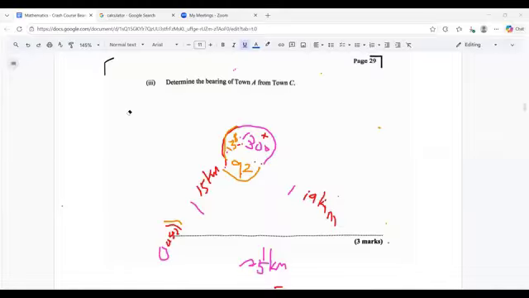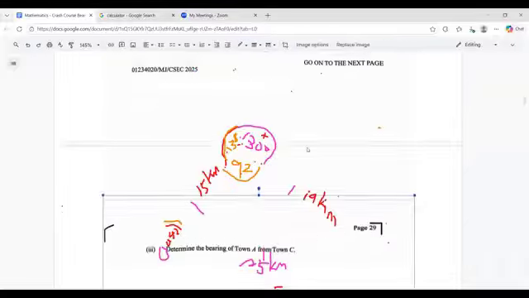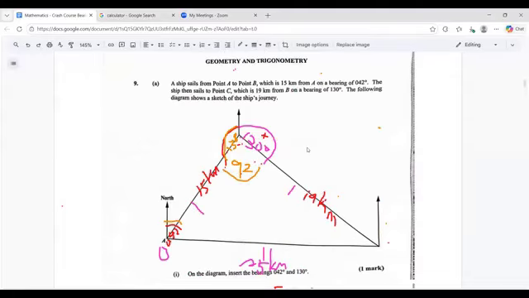Same question, another part. So part three here says determine the bearing of tongue A from tongue C. Tongue A from C. So we are starting from C, to find the bearing, north of C to tongue A. Whatever they say after 'from tongue C', that's where you are starting from. So from C to A. C to A. So let's do that.